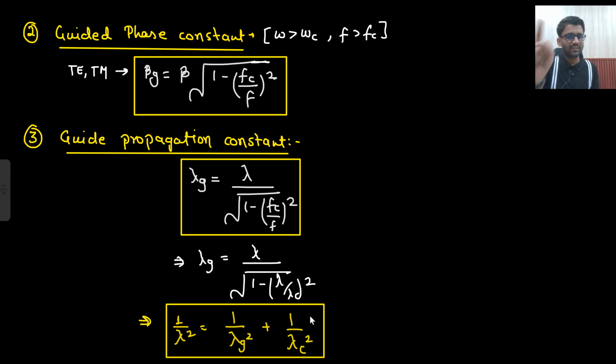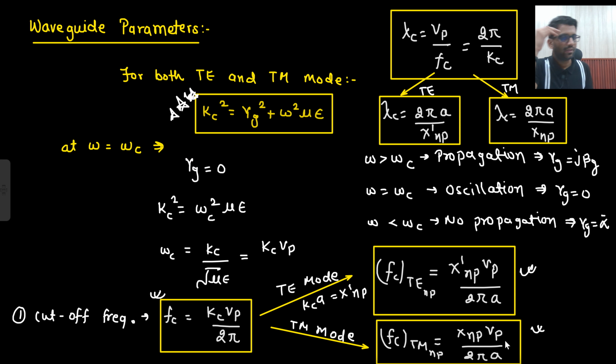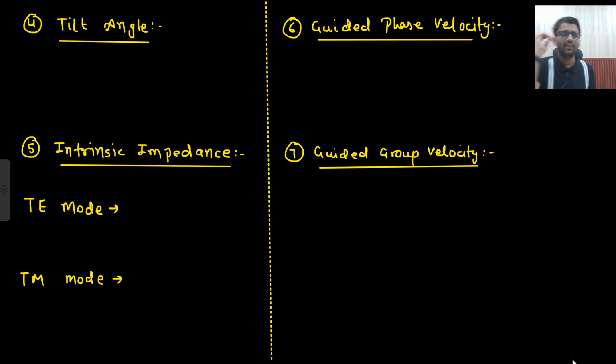So all the expressions are the same. Just the thing is this fc is different. fc is different for TE and TM mode. So this you need to take care. That's it. Nothing else. Is that clear to you? Let's move to the next slide.